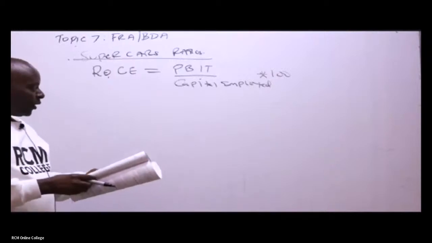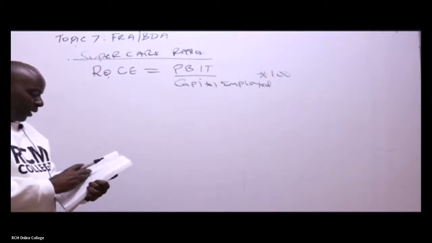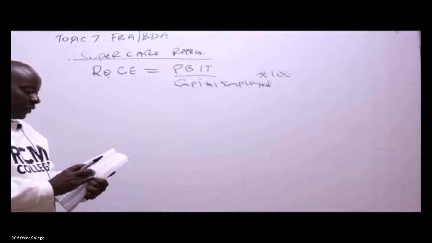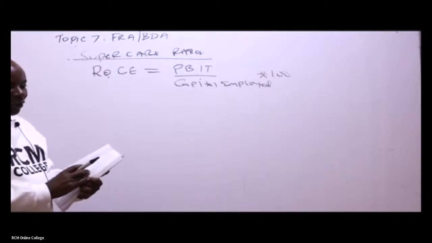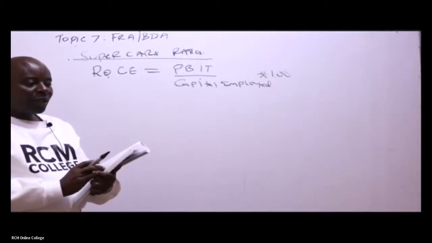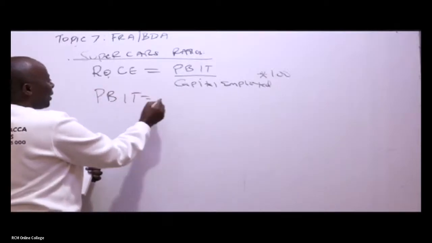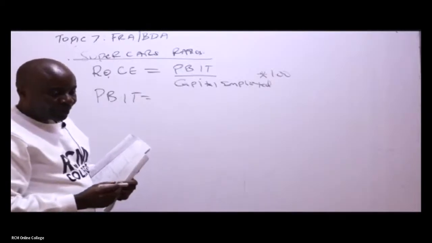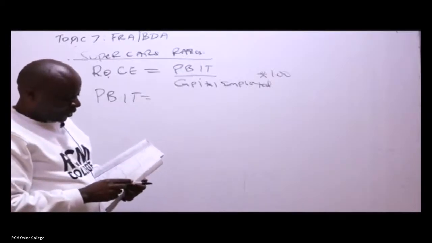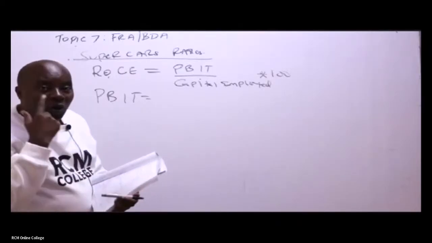So please go to your profit statement, pick the PBIT. I'll wait for you to give me the answer for PBIT for Supercars. What is our PBIT for Supercars? Irene is saying 1,000. Wrong.